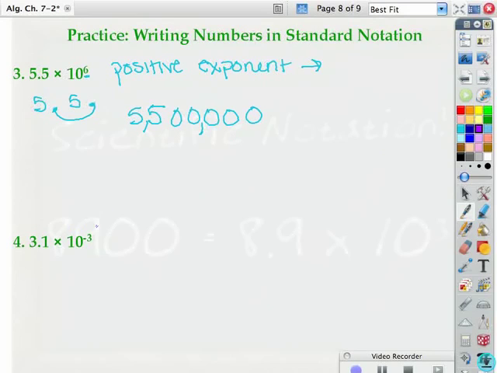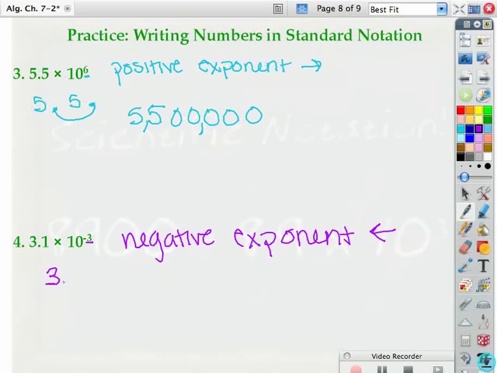The next example, negative exponent. Which means you move to the left. So you start with the 3.1, locate the decimal, move it over 3 times. So 1, 2, 3. So we'll have 0 point, and then we have 2 zeros, and then our 3, 1. So positive exponent to the right, negative exponent to the left.